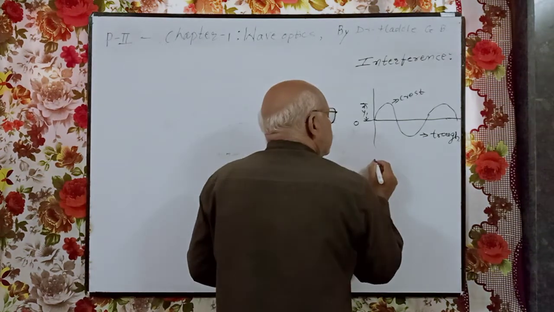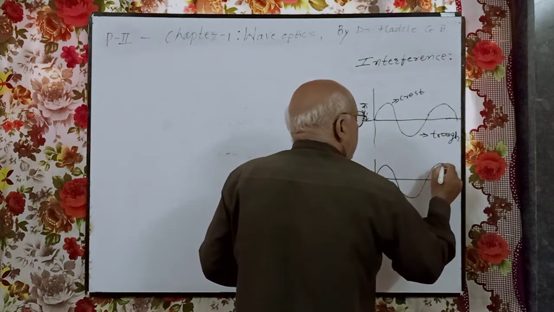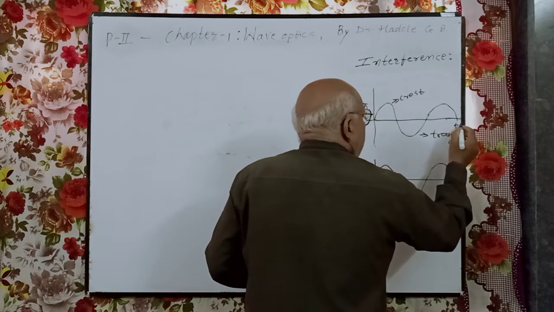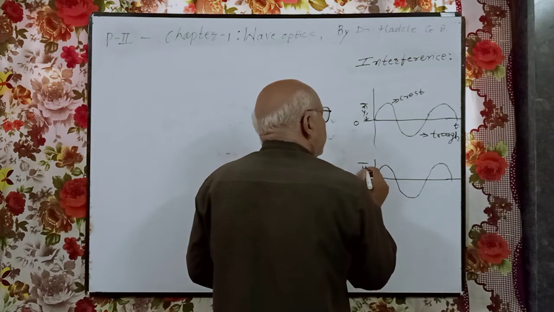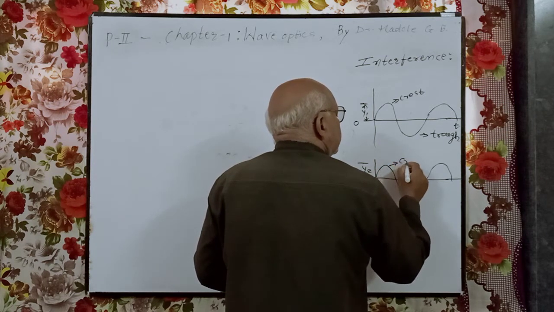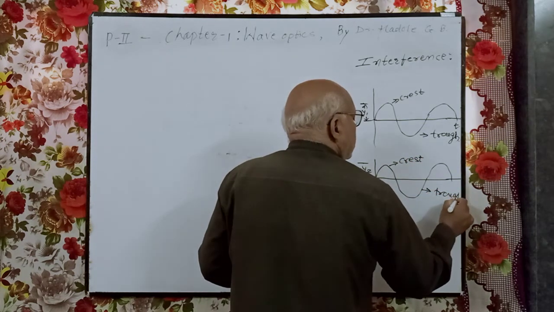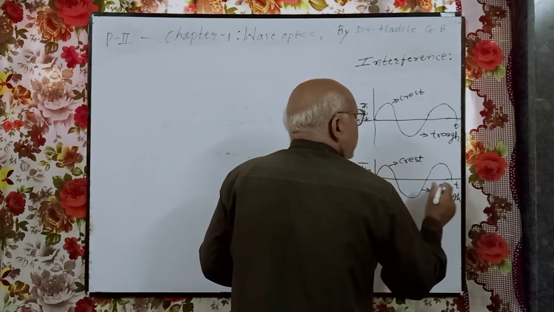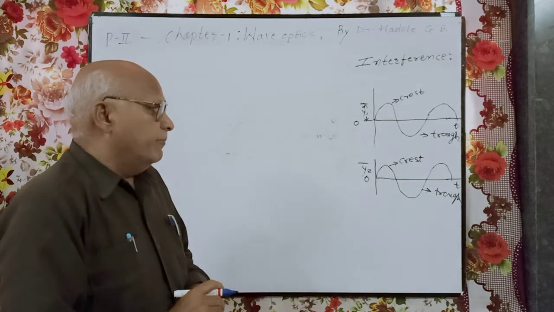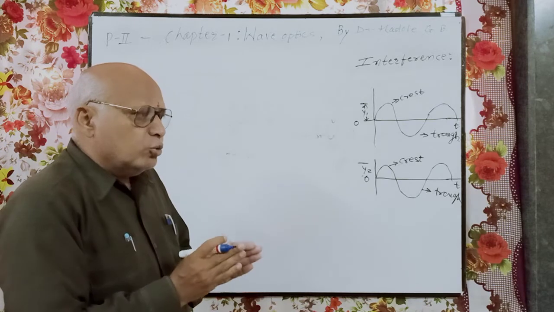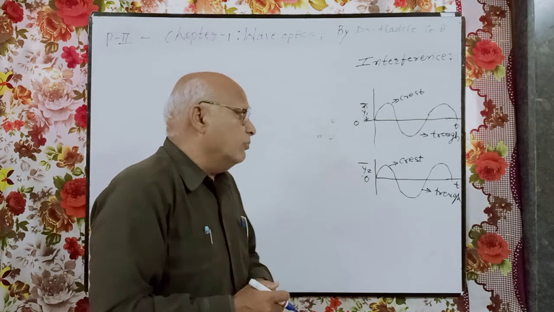Next, this is another wave. Suppose the displacement of this is y2. This is the crest. This is the trough. And this wave is also moving in this direction through the same medium. What happens? They are going to superimpose with each other. There are two methods for superimposition.